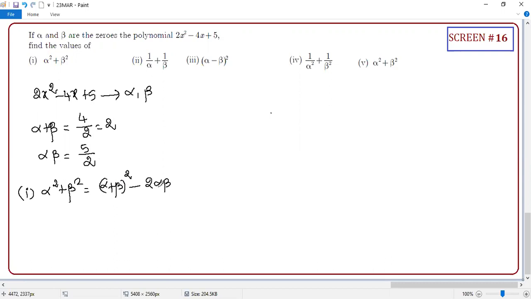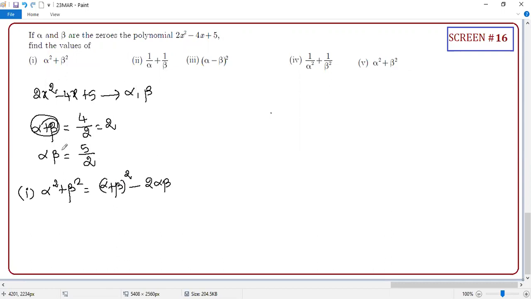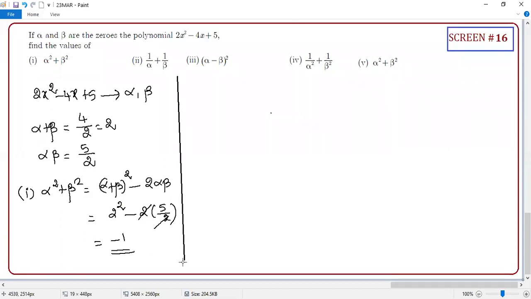Why am I converting, guys? Somehow you convert everything in terms of alpha plus beta and alpha into beta. Then only you can apply. Alpha plus beta is 2, so 2 square minus 2 into alpha beta, which is 5 by 2. So 4 minus 5, minus 1. Done, over or not? Yes, sir.